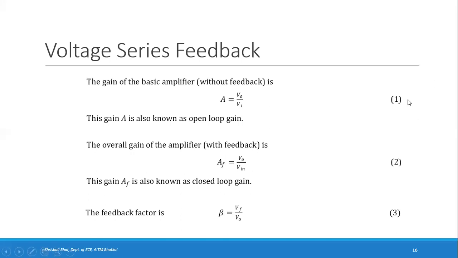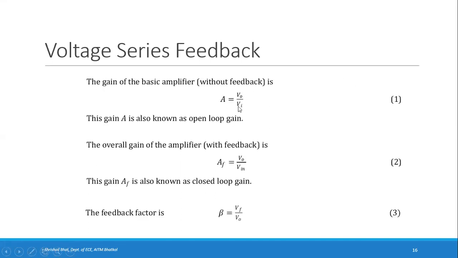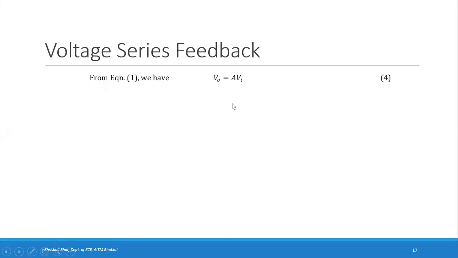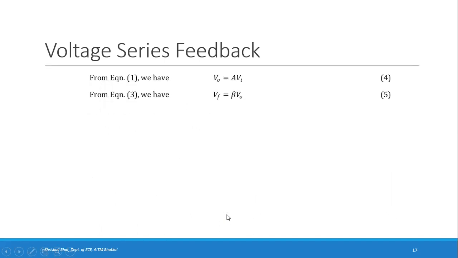Now from equation number 1, we can write V naught as A times Vi, right? V naught is A times Vi. Similarly, from equation number 3, we can write Vf is beta times V naught. Just rearranging the same equations: V naught is A into Vi. Vf is beta into V naught.